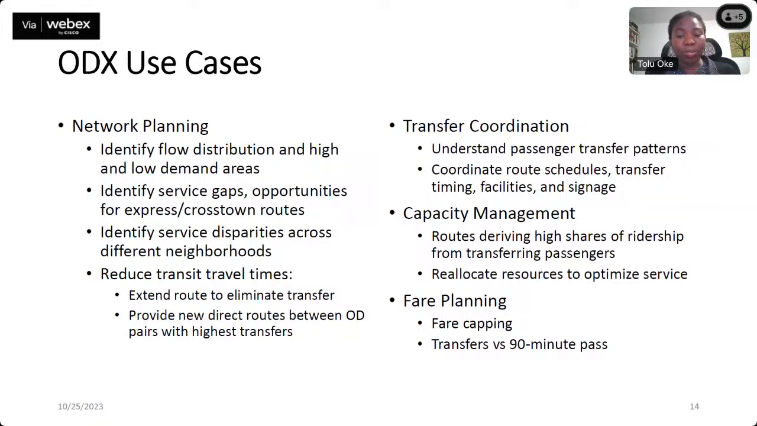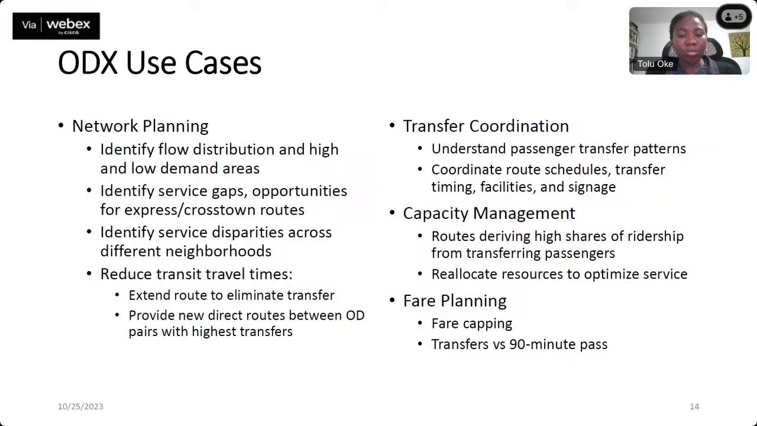We're using, for example, routes where we see a high share of riders being derived from transferring passengers. And we're using this to reallocate resources to optimize the service. And lastly, we're using the data for fare planning.